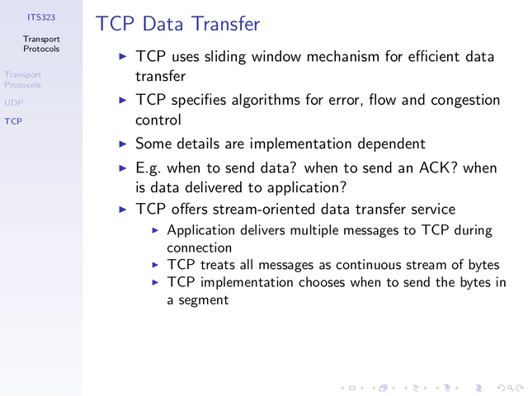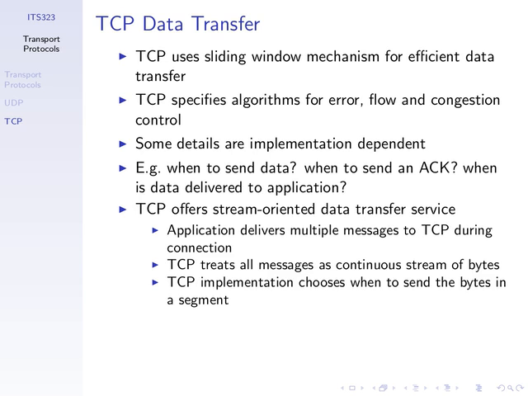Importantly, TCP is a stream-oriented data transfer service. What that means is when the application generates data as messages, TCP doesn't distinguish between multiple messages. It just treats the data as a stream of bytes. It doesn't care what those bytes are. It doesn't care whether one group of bytes correspond to one message and another group to a second message. It treats them all as a stream of bytes.